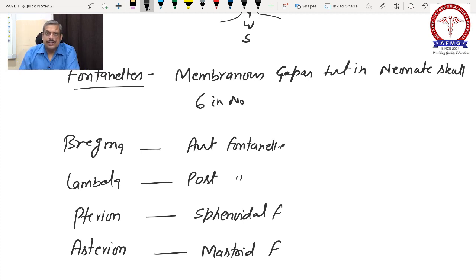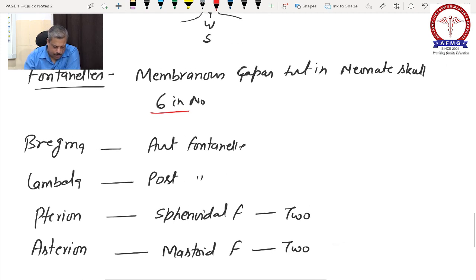Pterion points are 2 in number, and asterion points are also 2, so total fontanelles are 6: 2 sphenoidal fontanelles and 2 mastoid fontanelles. The next feature: the anterior fontanelle is the largest in size.